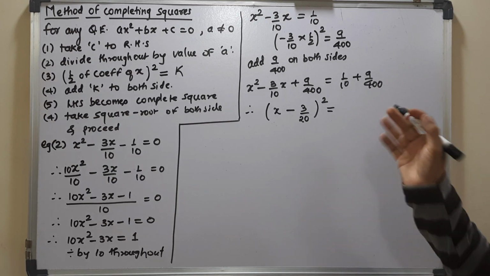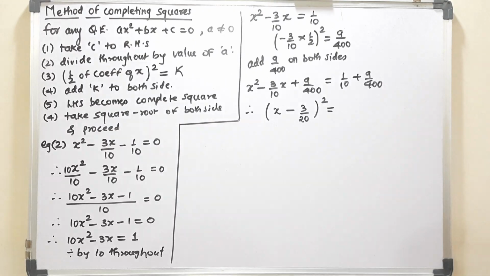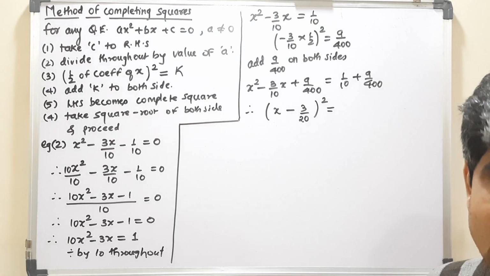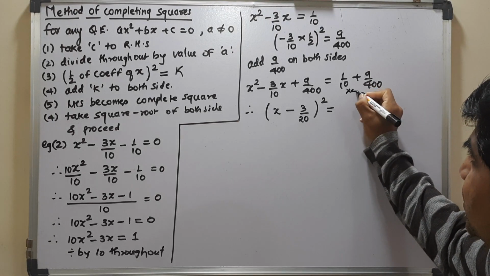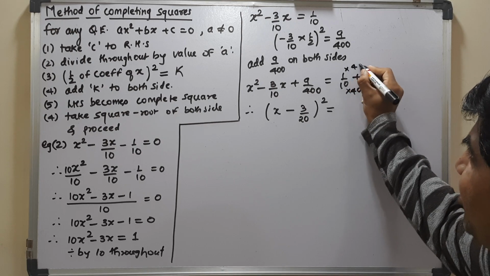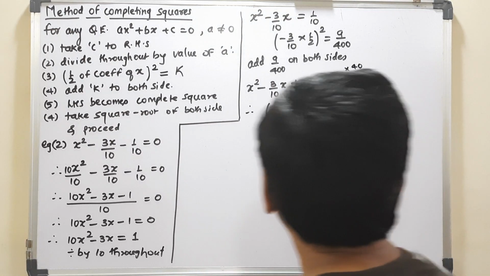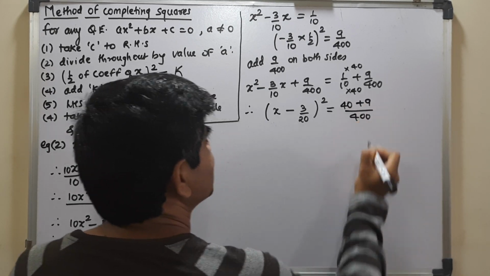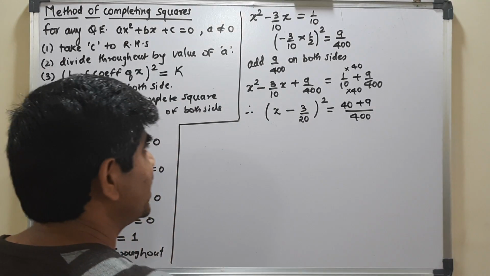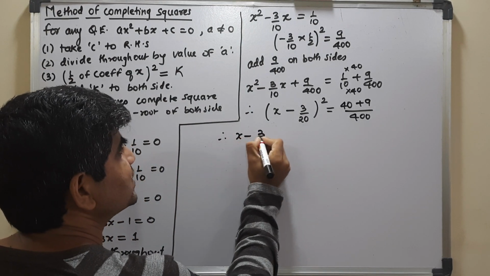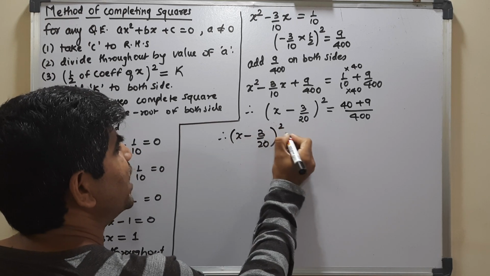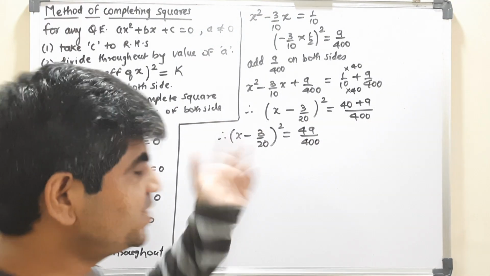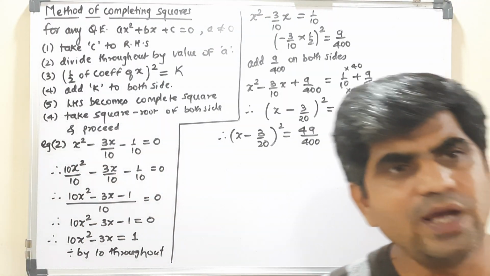The denominators are not the same, right? So what should I multiply 10 by to get 400? If the denominator becomes the same, I think it is 40, no? So if I multiply here by 40 on top as well, I get this as 40 plus 9 upon 400. So you got a complete square. So you get here x minus 3 by 20 the whole square is 49 by 400.